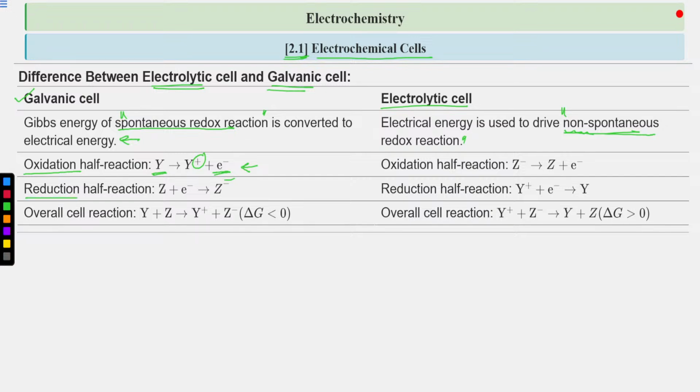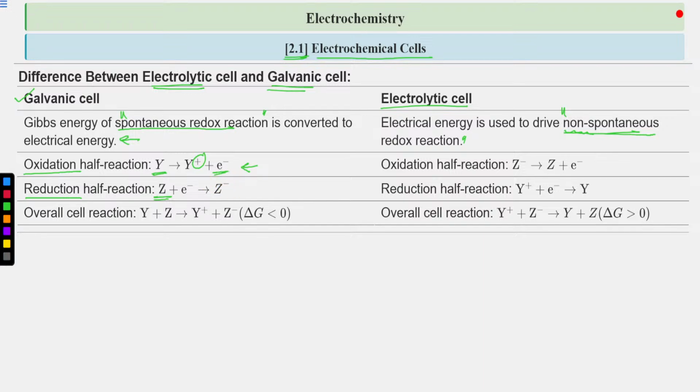The next is the reduction half reaction. Let's suppose we have an element Z other than Y. One electron is added to Z to convert it to Z negative. Okay, here we have negative. Let me erase the extra things.